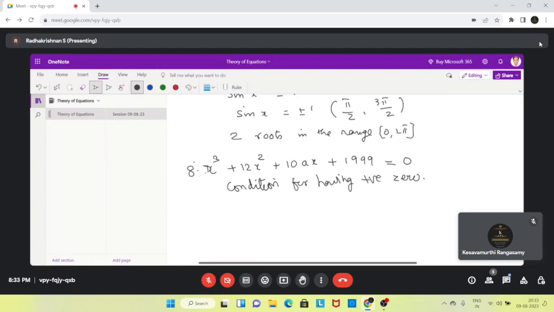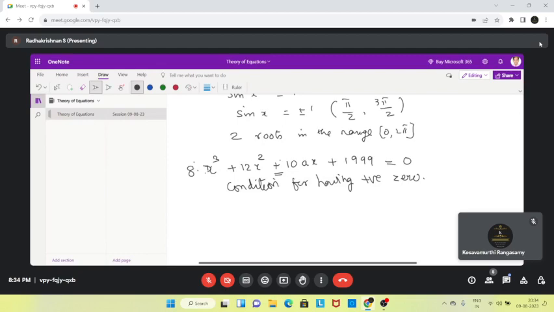Because there is no sign change at all. If this remains positive, then there is no sign change at all. That means this cannot have a positive root. An equation which doesn't have any sign change cannot have any positive root. That is your Descartes rule, right? Because the number of sign changes is 0, the limit for positive roots is 0. So it cannot have any positive root.